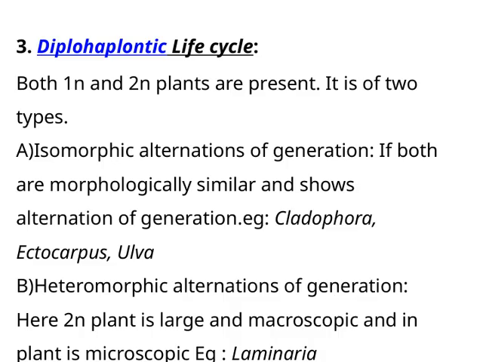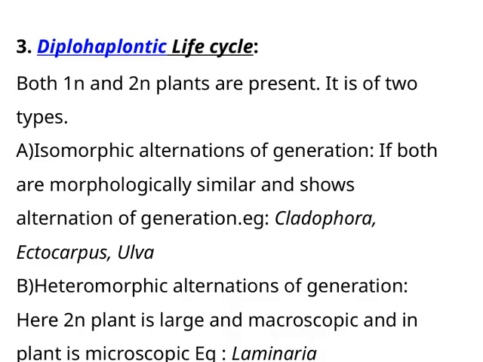Examples of this include algae like cladophora, ectocarpus, and ulva. The second type is heteromorphic alternation of generations. In this case, the two stages are quite different in appearance. The 2N plant is usually larger and macroscopic, meaning you can see it with the naked eye, while the 1N stage is microscopic. Laminaria is a good example of this type.